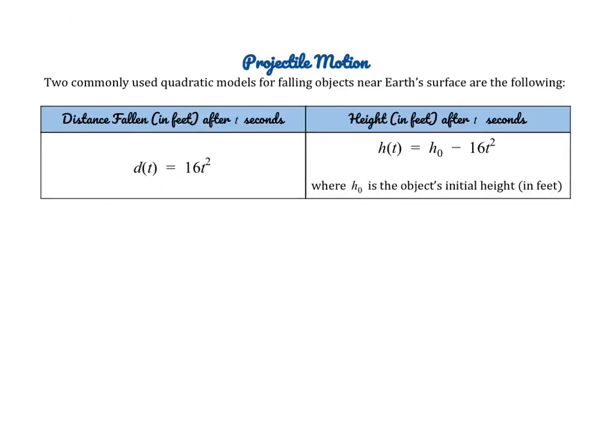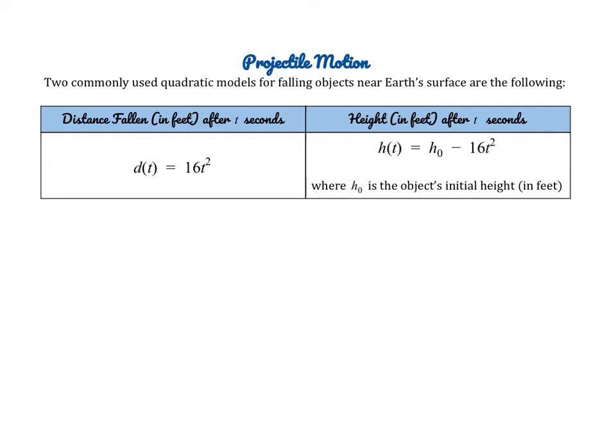So next we're going to try a couple problems that involve projectile motion. So below we have two really commonly used quadratic models that help us work with objects that are falling near Earth's surface. This first model tells us how far something has fallen after a certain amount of time. And this second model tells us the height of something falling after a certain amount of time. So I want to draw a little picture to visualize each of these because they're kind of similar.